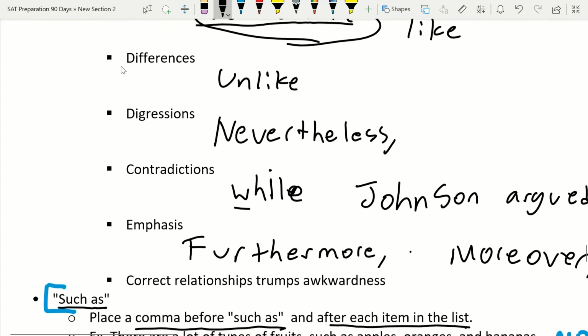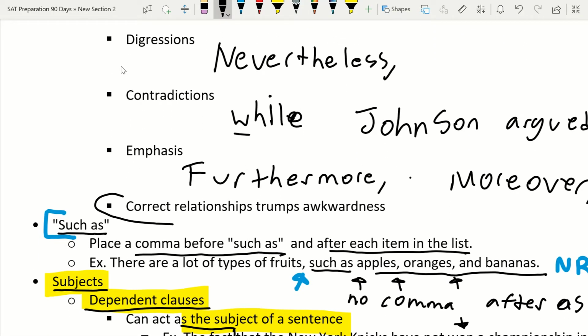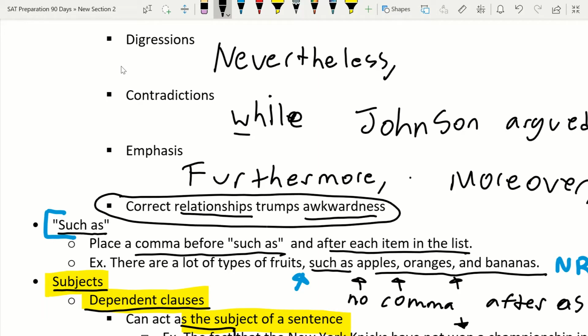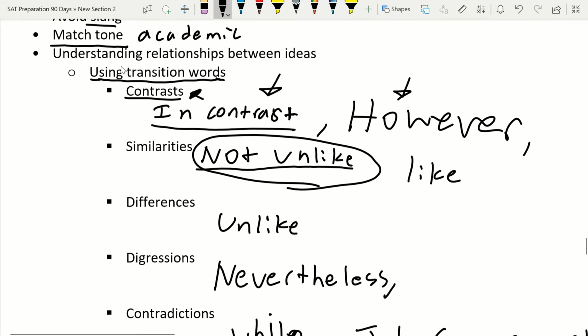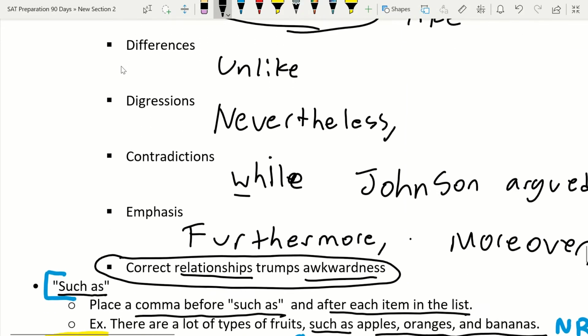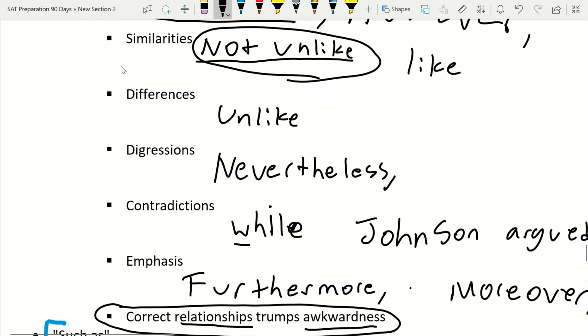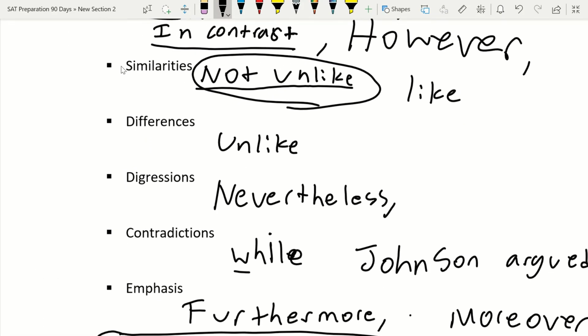Now here's why. I'm going to scroll down so you can see this bullet point. When dealing with these transitions and connecting ideas between sentences, the correct relationship between two ideas will always trump any awkwardness, right? By awkwardness, I'm talking about not unlike. Obviously, we would want to say like, but like wasn't an option. So I had not unlike, and the other three options were not accurate connections between two sentences. So keep in mind, correct relationship will always trump any awkwardness by saying not unlike. If you're talking about a similarity, you could say like, not unlike, or similar to, right? For similarities, you could say similar to this, comma, and then this happened or whatever.